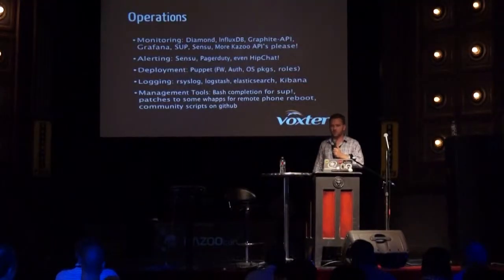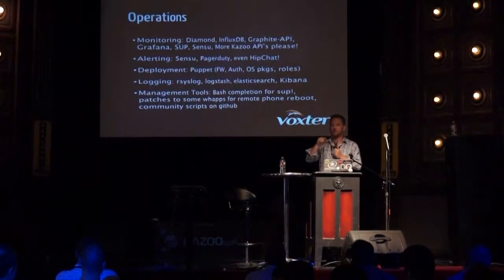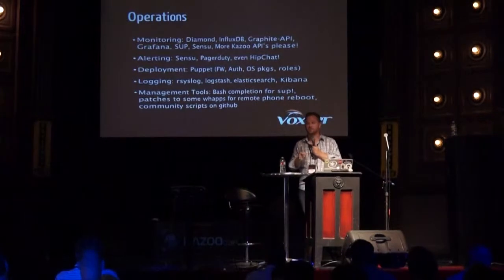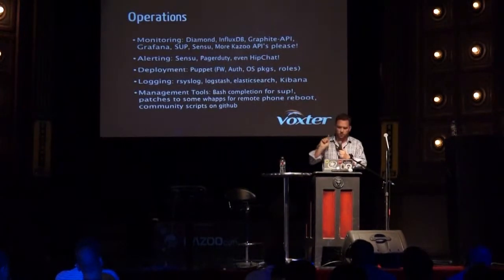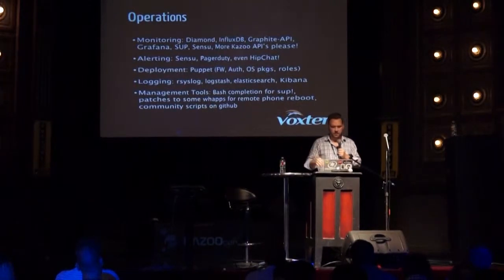And up here, this is an old version of the slide. I had written more Kazoo APIs, please, before I realized that there was an amazing new Crossbar addition called Crossbar Sup that allows you to execute sup commands through Crossbar, which we hadn't been doing. We were running them locally and pushing them to Graphite API. Now that'll be a lot easier.